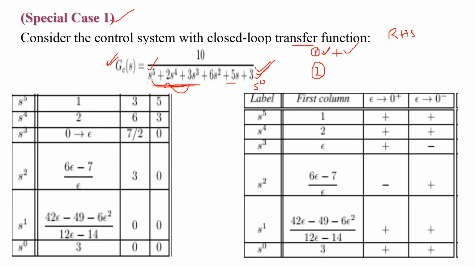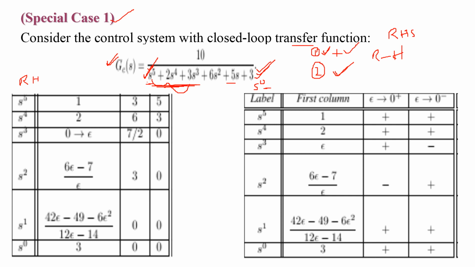Then the second point is that there is no missing term from the highest power of s to the lowest power of s. Here all the coefficients are present, from s power 5 to s power 0. So the second point is also satisfied. So there is a possibility of forming the RH table. So go for the formation of the RH table. This is our RH table.